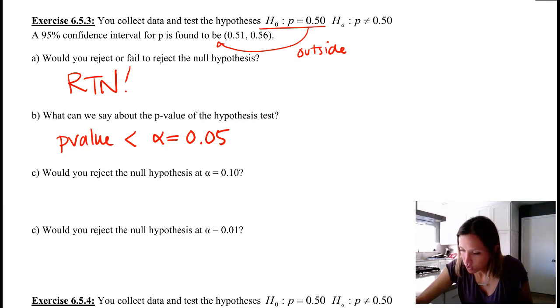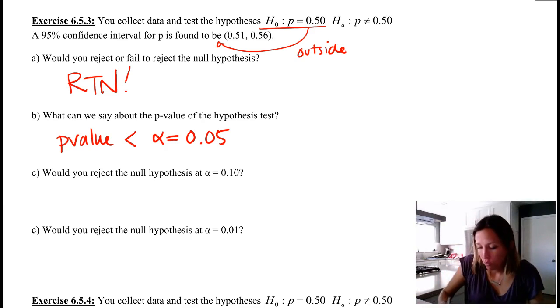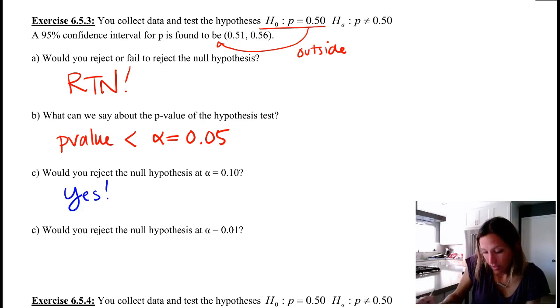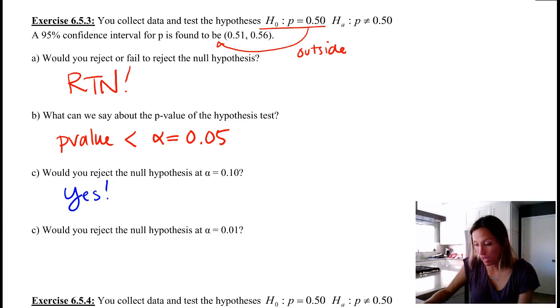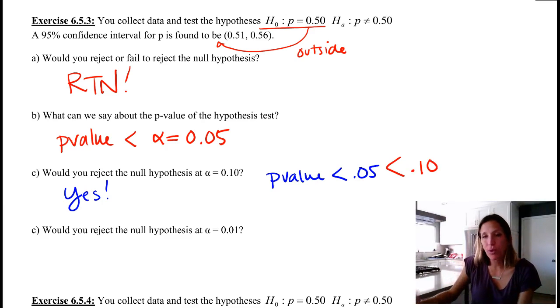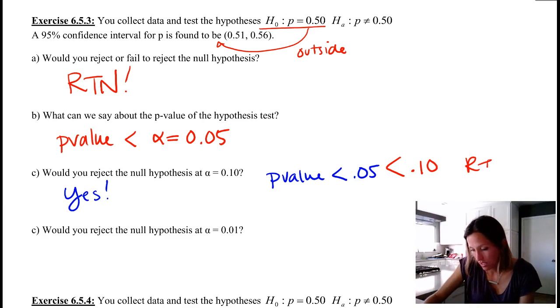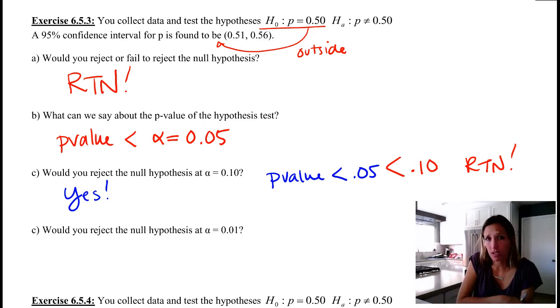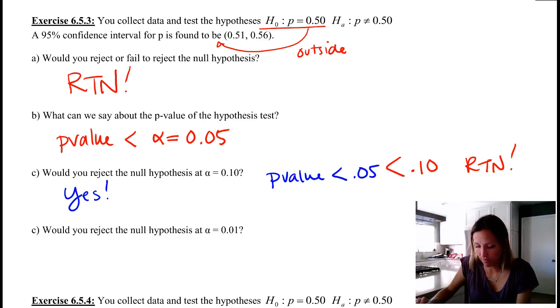So if you're back from trying this on your own, would you reject at an alpha of 0.1? The answer is yes. Now why? Those of you who did this on your own, hopefully you have a nice good reason for it. But we know our p-value is already less than 0.05. So it is definitely less than 0.1, right? 0.1 makes it easier to reject the null than 0.05. So we definitely are still going to reject the null. It is still less because we've just made our alpha level, our significance level, less strict. You don't have to be nearly as unusual to have this work out.